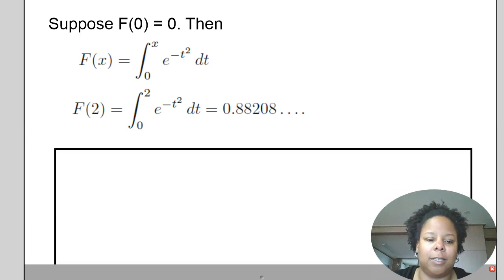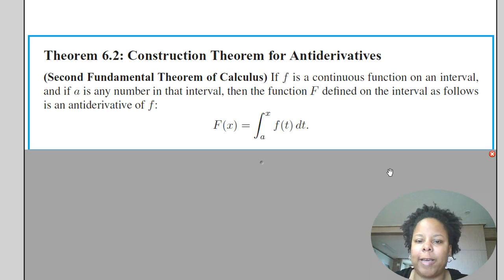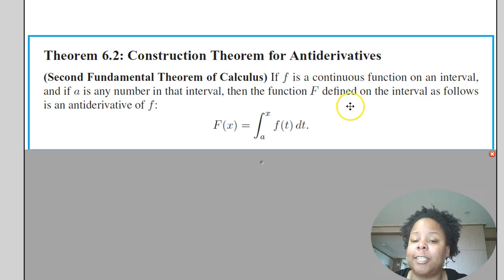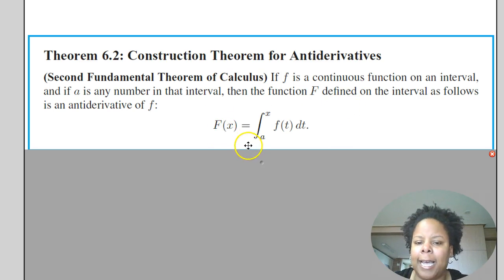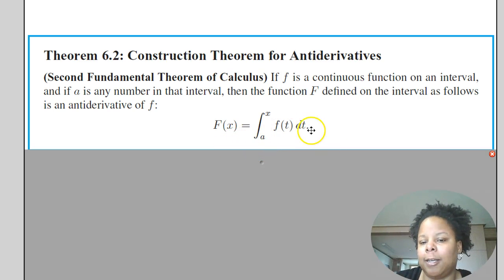And so that leads us to what the second fundamental theorem of calculus is all about. It says if you have a continuous function f on an interval, and if a is any number in that interval, then we can define the antiderivative of f, for each value x, as the definite integral from a to x of f of t with respect to t, which is what we did in the previous activity.